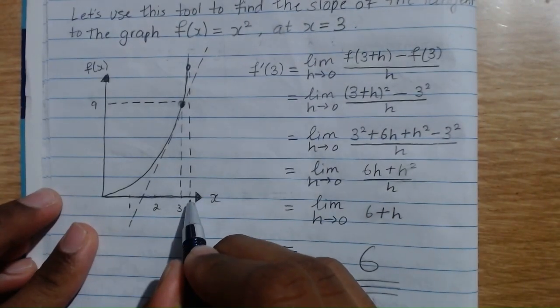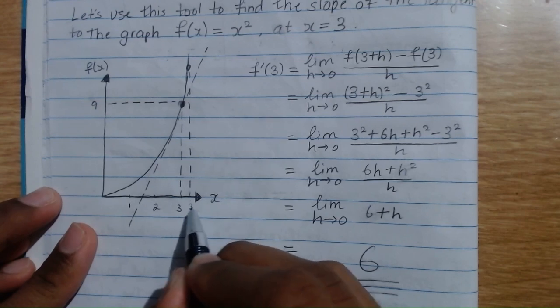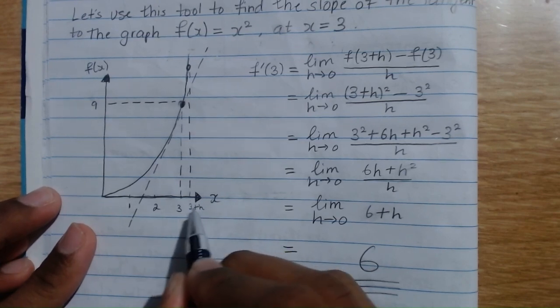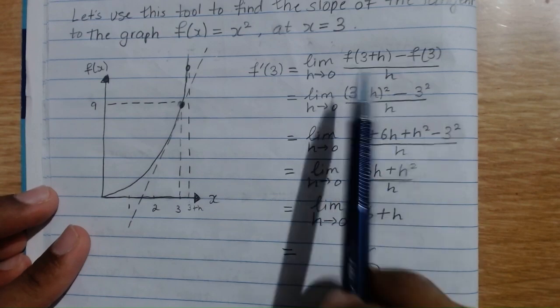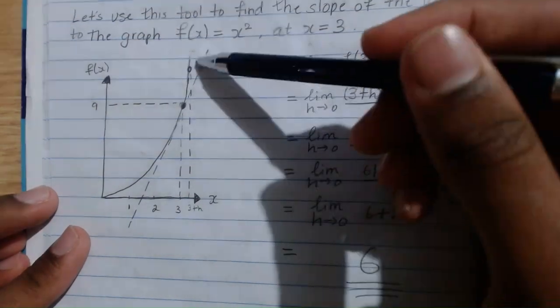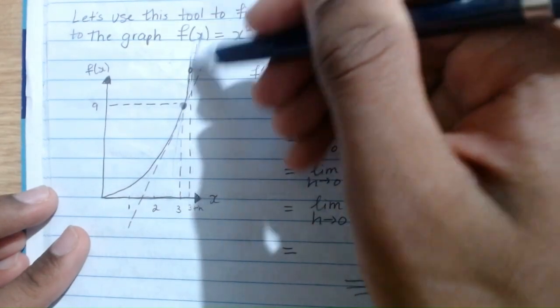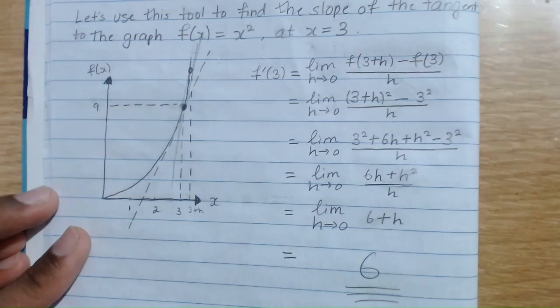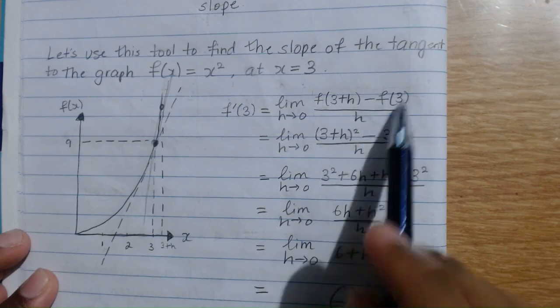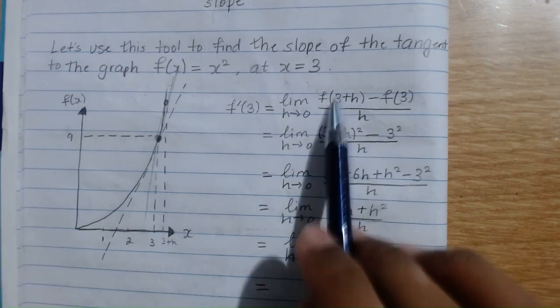So at that point here, the x value of that point would be 3 plus h. That's the x value of that point. And what we're saying here, that expression right there is nothing but the slope of the secant joining these 2 points. So if I had a secant intersecting those 2 points, that's that expression right there. That is the slope of that secant line.